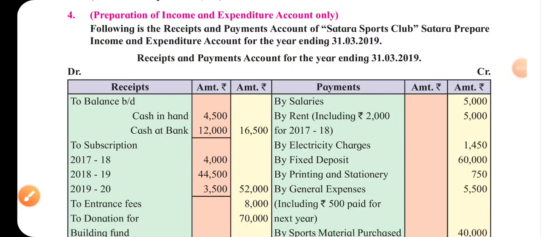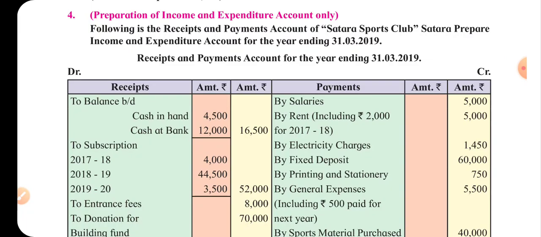Hello friends, the fourth exercise now. Following is the receipts and payments account of Satara Sports Club. Satara, prepare income and expenditure account for the year ending 31st March 2019. You are asked to prepare only income and expenditure account here.